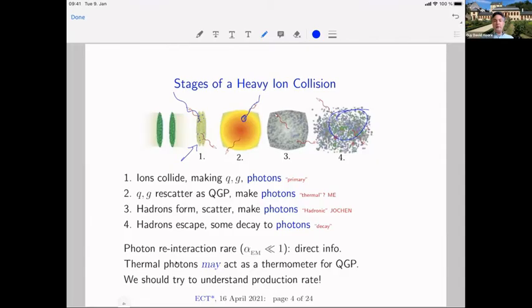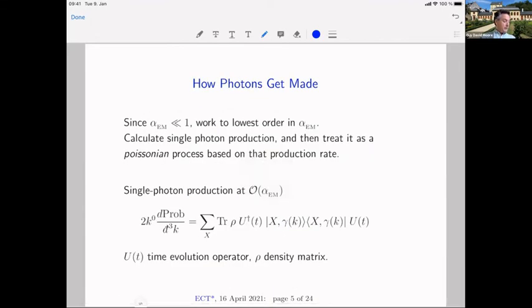That's why they're interesting. And essentially, the reason for this is because of the small size of the electromagnetic interaction. And that means that thermal photons and particularly dileptons may represent a good opportunity of essentially sticking a thermometer into the QGP and finding out what temperatures are. And so we should try to understand their production. So let's think about how photons get made.